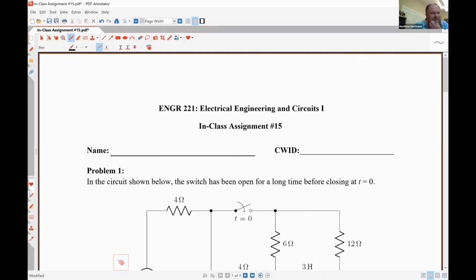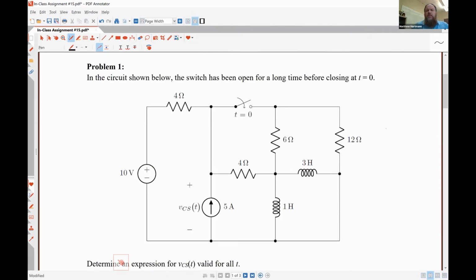So this is a reasonably complicated total response problem. I say reasonably complicated because we're looking for something maybe a little bit weird. We're looking for the voltage drop over a current source, which is something that we have not yet been asked to do. Additionally, there are multiple inductors in the circuit, so we're going to have to pay attention to that as well. We're still going to approach the problem in the exact same way, though.